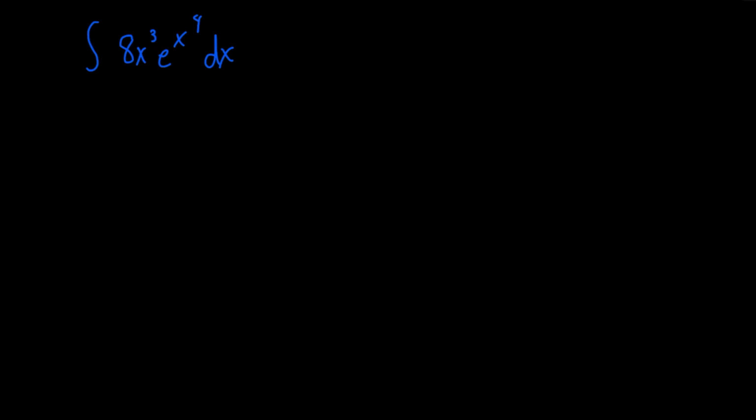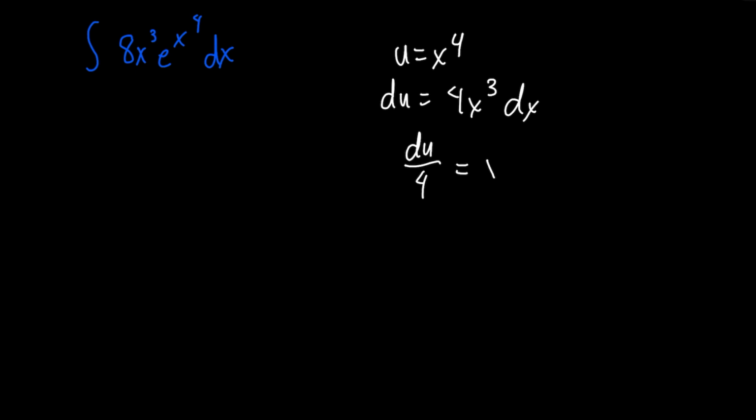So here we're going to let u be equal to x raised to 4. Then we're going to differentiate it. The du now will be equal to 4x cubed dx. Then we're going to divide both sides by 4. du over 4 is equal to x cubed dx.